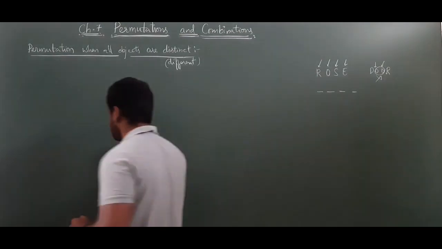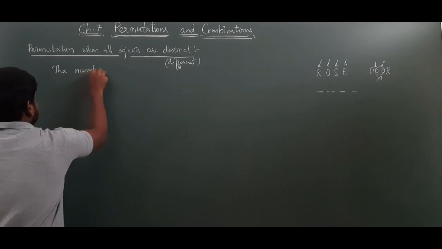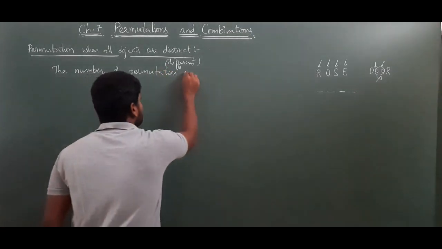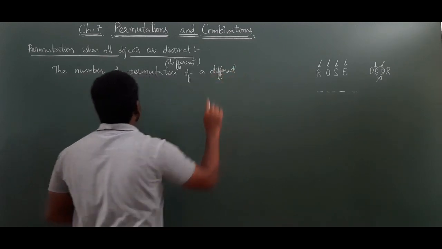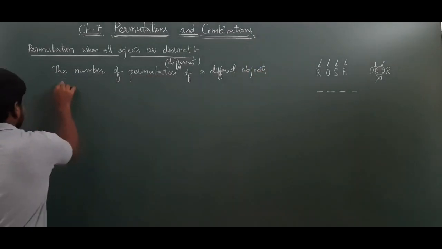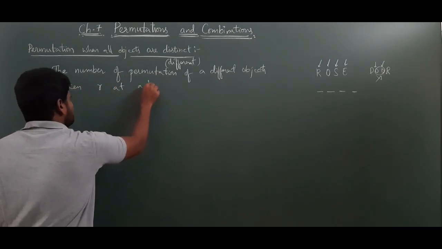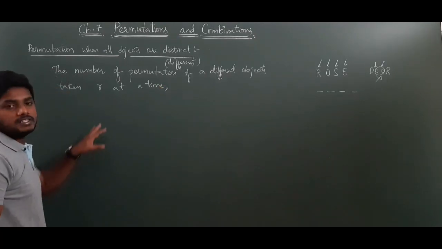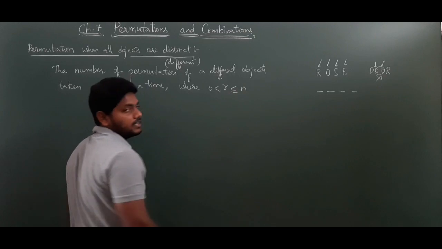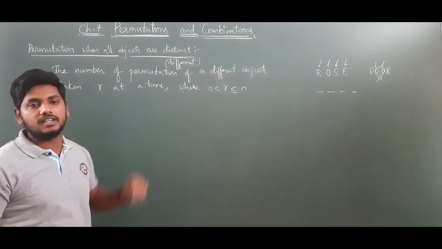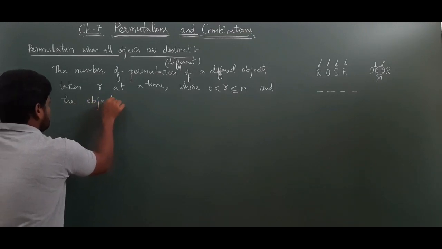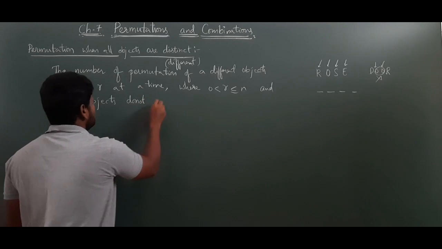First of all, the number of permutations of n different objects taken r at a time, where we have the condition that r is greater than 0 and less than or equal to n, and the objects do not repeat.